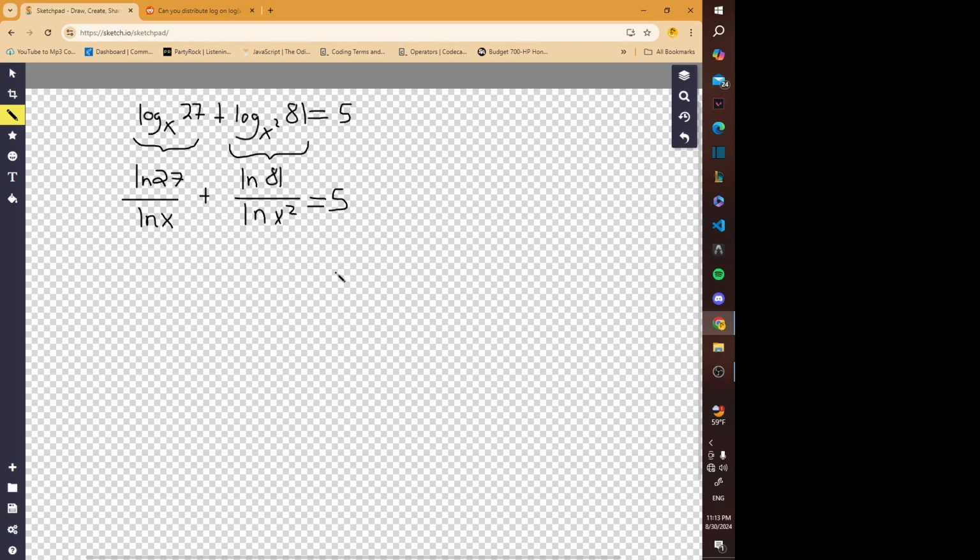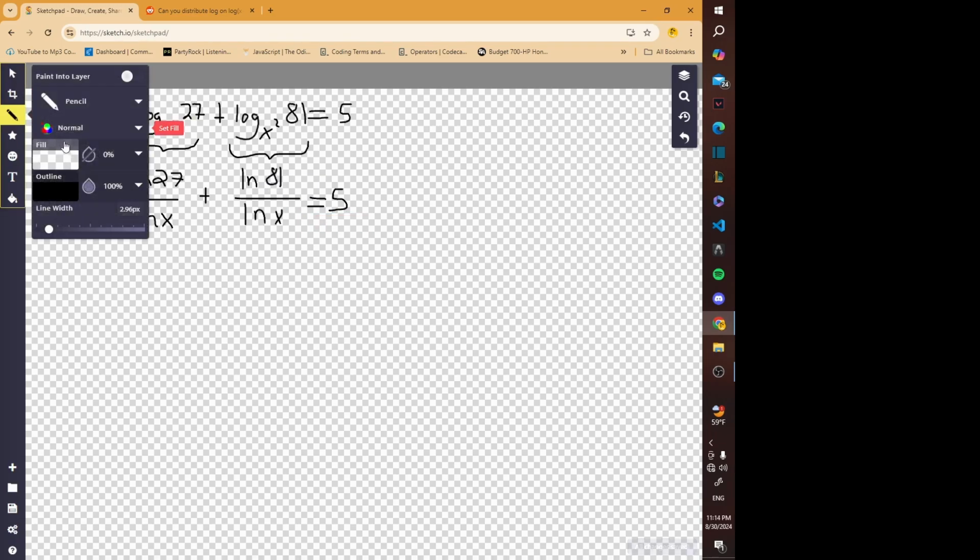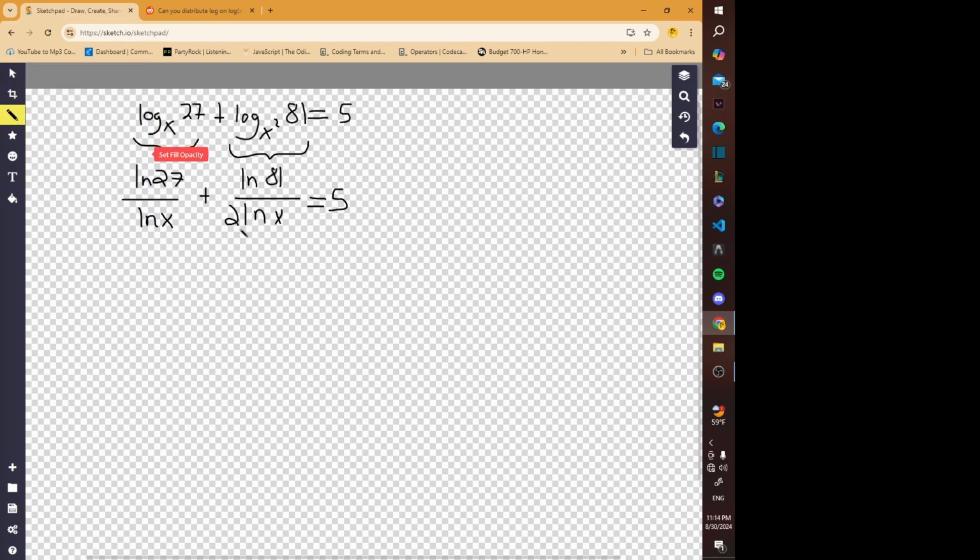Okay? Now, right here, again, we could utilize another one of our exponent rules. We can use the power, or logarithm rules. Okay, we could use the power rule down here. So we could rewrite this as 2 ln x. Okay, so that's what we're going to do right now. 2 ln x.